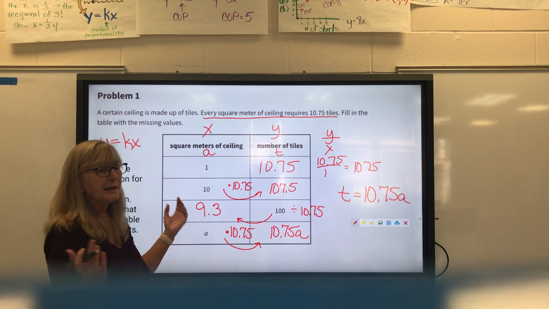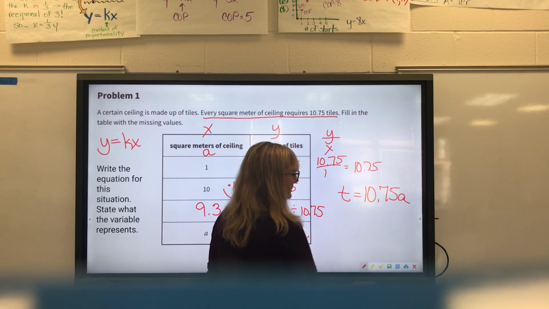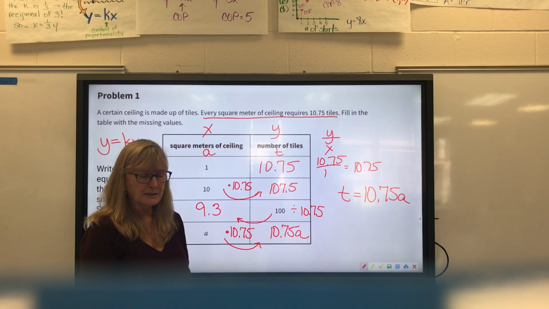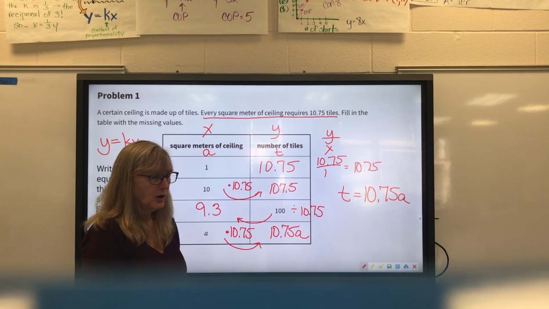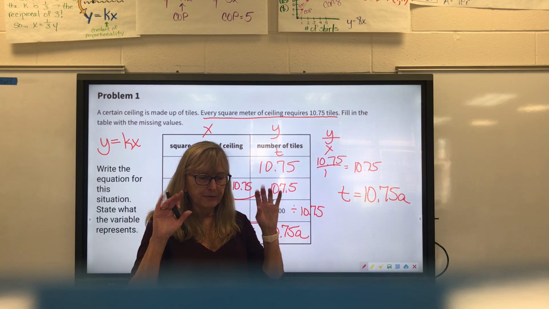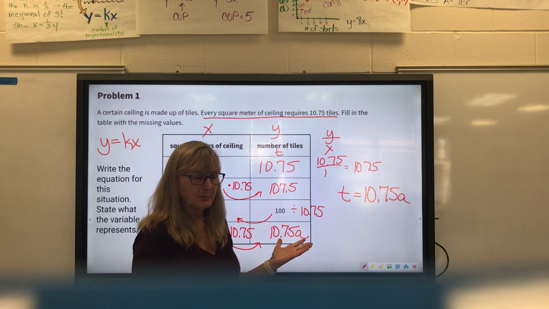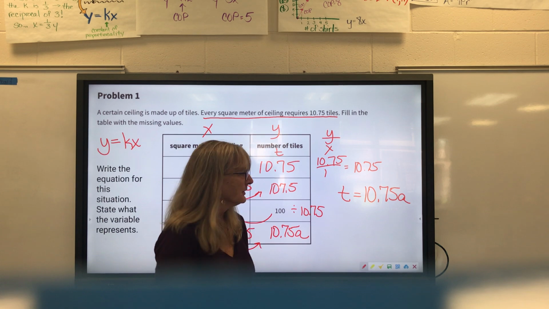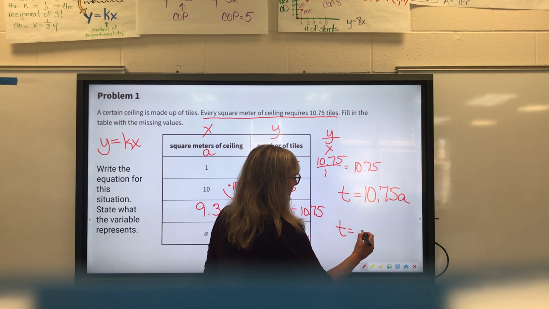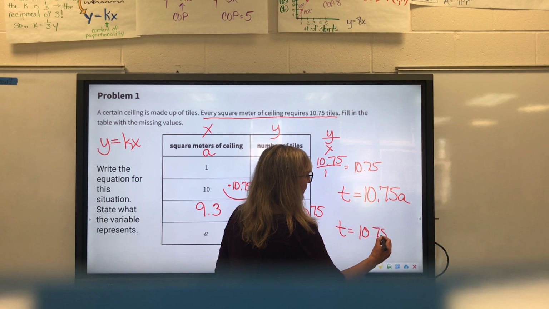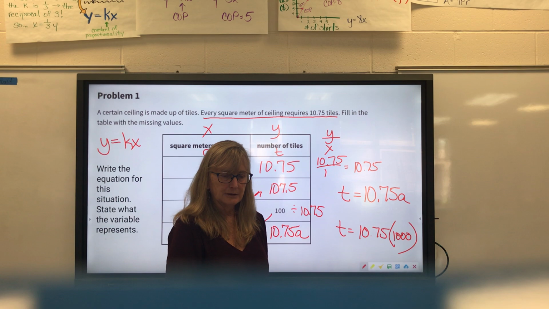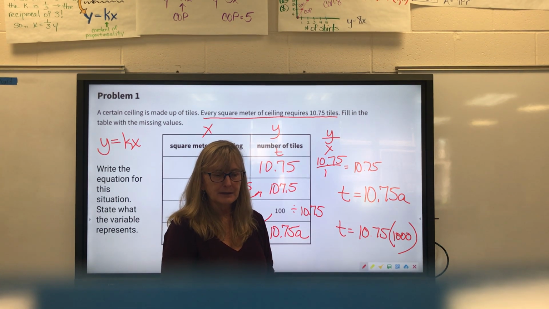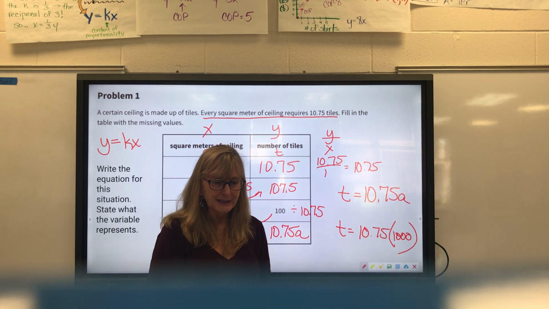Now, why make the equation? Well, do you want to draw a table every time they ask us a bunch of questions about how much we need of something? No. If we have an equation, it's like a formula and we can just plug in a number. If I say the area is 1,000, I can just come down here and do T equals 10.75 times 1,000 because the area was 1,000. And I can easily find the answer. All right? See how the equation makes our life a little bit easier, doesn't it?